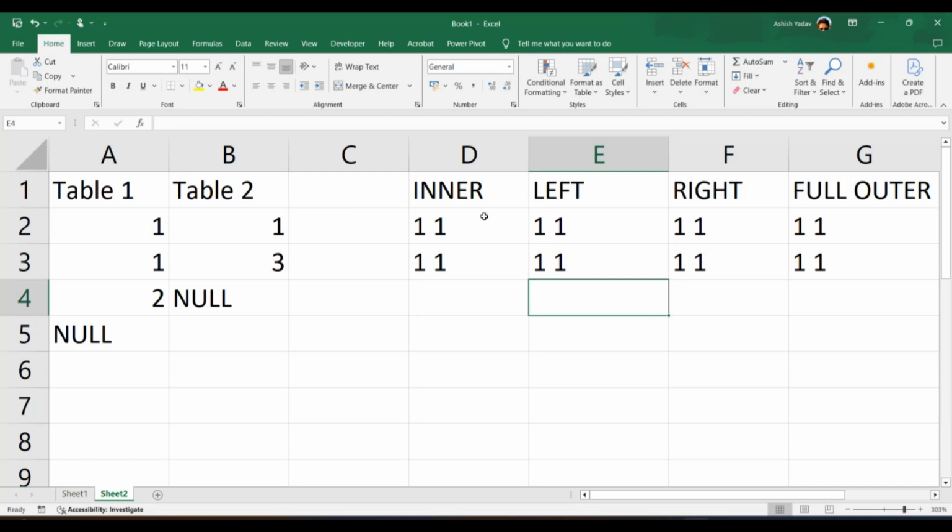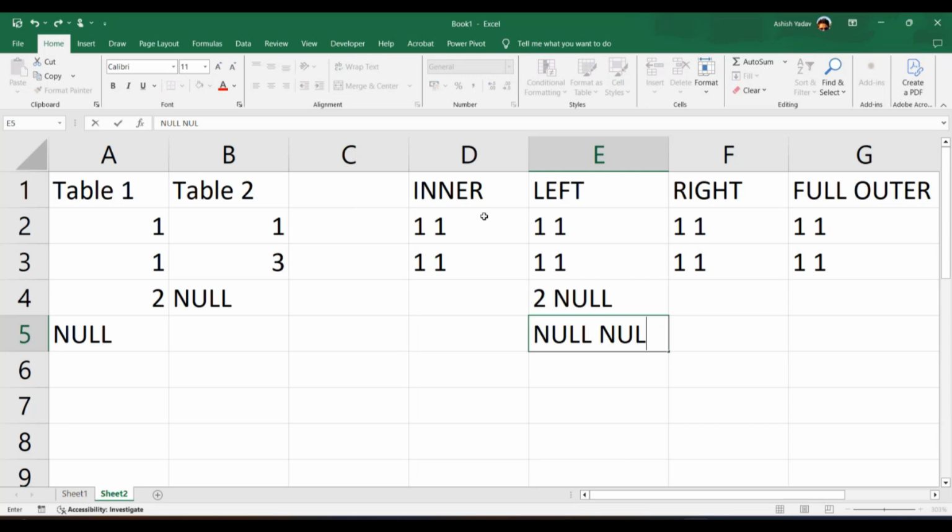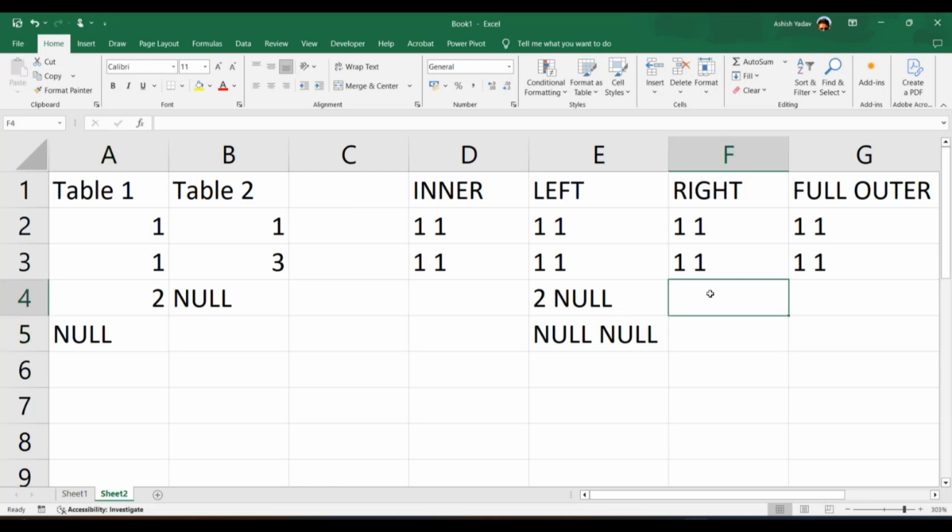Left join. What should we write? 2 null. Okay. Then null null. Right. This null is not these 2 nulls. Right. Null is your left table. Nothing is coming from your right table, which is this null. Okay. Then this, right. 3 null or null 3? Null 3. Null 3 and null null again. Right? Because of this null, you are getting this null null.